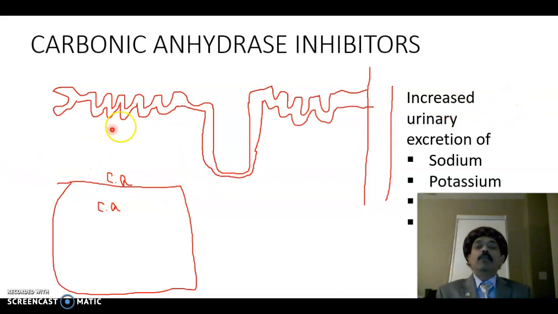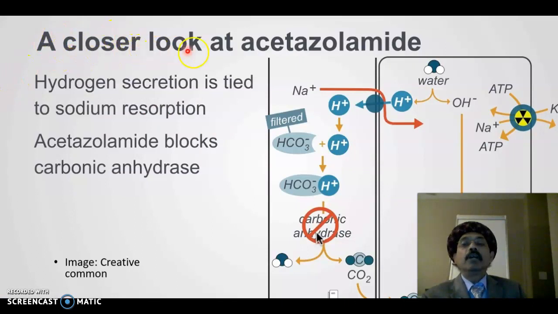What will happen with the carbonic anhydrase inhibitor? There will be increased urinary excretion of sodium, potassium, bicarbonate. And there will be increased volume of urine because this is a diuretic. So if we look at the action of acetazolamide, we will give emphasis at this point. We need hydrogen to exchange sodium. If we cannot present hydrogen here, sodium will not be reabsorbed. Sodium will remain in the lumen and sodium will go along with water and there will be diuresis.